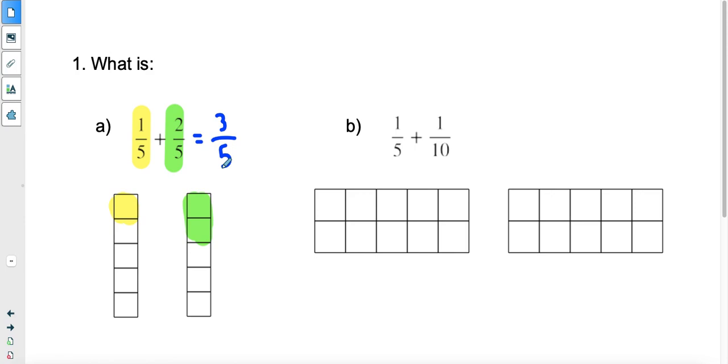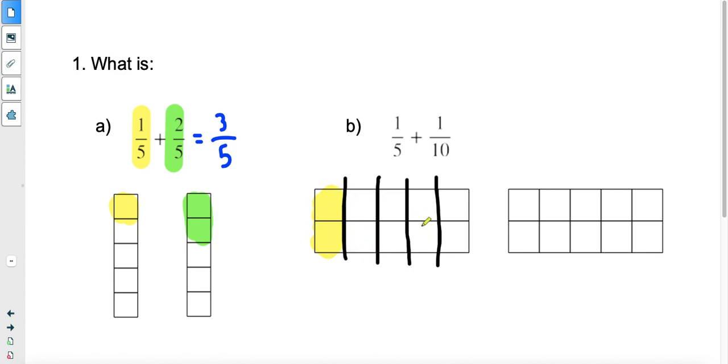Let's take a look at another example here. 1 out of 5 plus 1 out of 10. So here I have 10 boxes total. To get 1 out of 5, if I break this up into 5 sections, one out of 5, I'm just going to shade in 1 out of my 5 sections here.